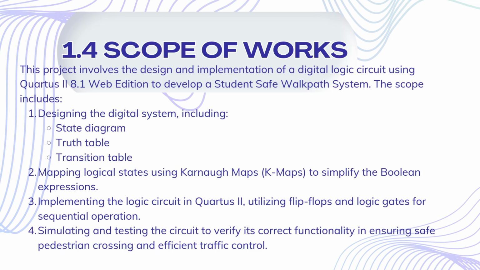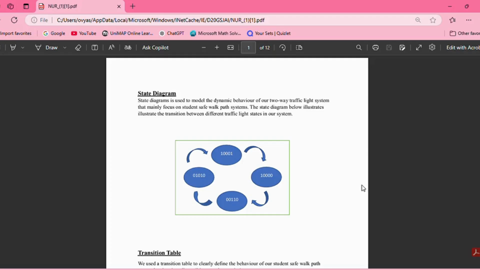To achieve these objectives, our work involves several key steps. Designing the digital system, including state diagrams and truth tables with transition tables, and simplifying Boolean expressions using Karnaugh maps, which is K-maps. Implementing our system in Quartus 2 using JK flip-flops and logic gates for circuit operations, and simulating and testing the system to ensure accurate timing and smooth operation.